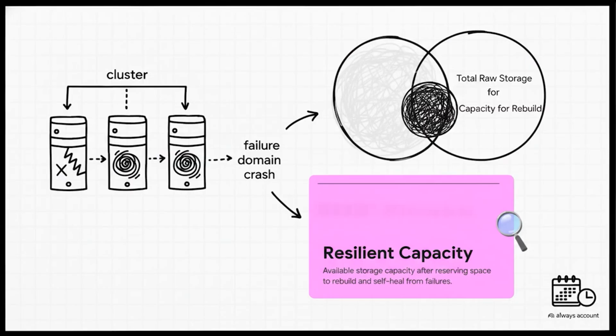Listen, the absolute most crucial point here is that resilient capacity is not just your total raw storage. Far from it. It's actually the usable space left over after the system explicitly reserves enough capacity to self-heal and rebuild data following a failure domain crash.